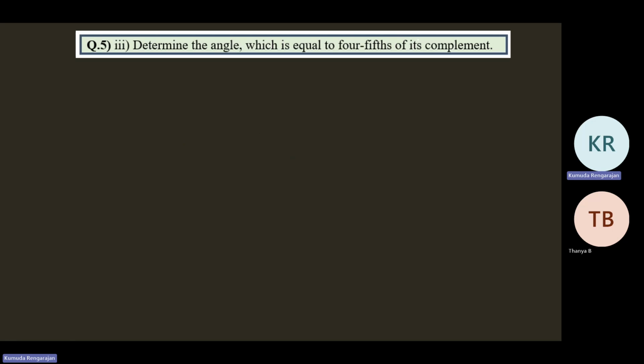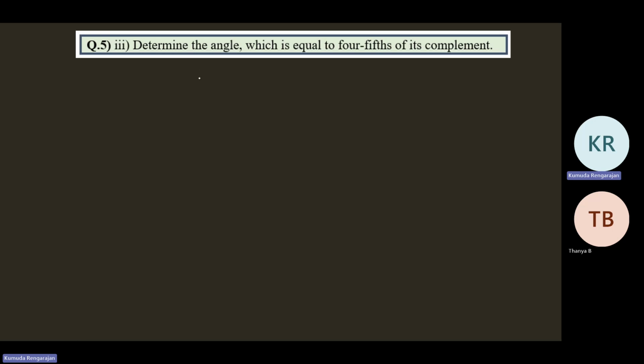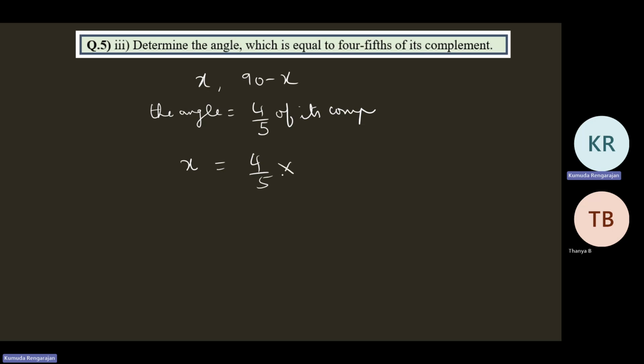You should just catch the keywords. See, it's given complement. So the question is about complementary angles. So you need to assume the angles to be, let the angles be x and 90 minus x. So after the assumption, you'll have to construct the equation in words. So it's given that the angle is equal to 4/5 of its complement. So the angle is x equals 4/5 of its complement, 90 minus x.